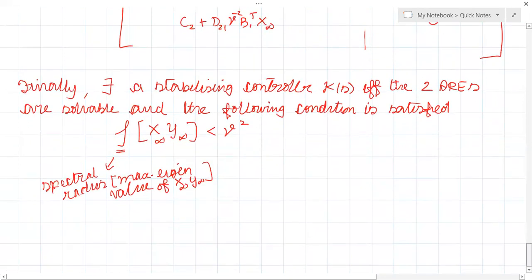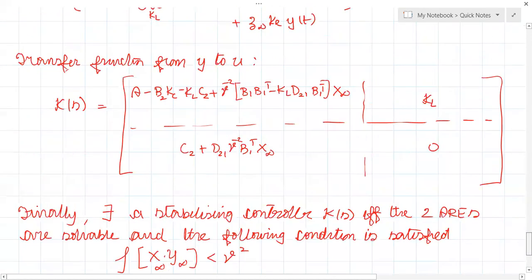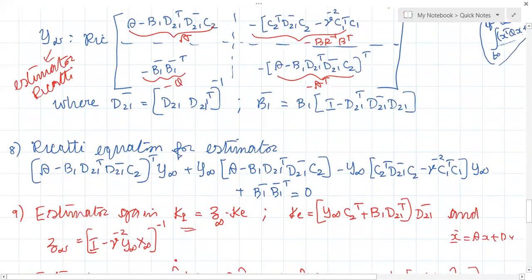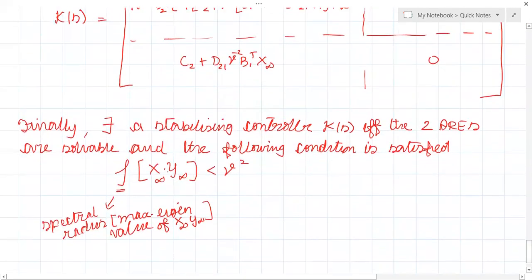The spectral radius of X infinity, Y infinity, or X cap, Y cap? X infinity, Y infinity. See, what is X infinity? X infinity is the solution of the controller Riccati equation, and Y infinity is the solution of the estimator Riccati equation. So take the product of those two solutions. You have to find the maximum eigenvalue of that.